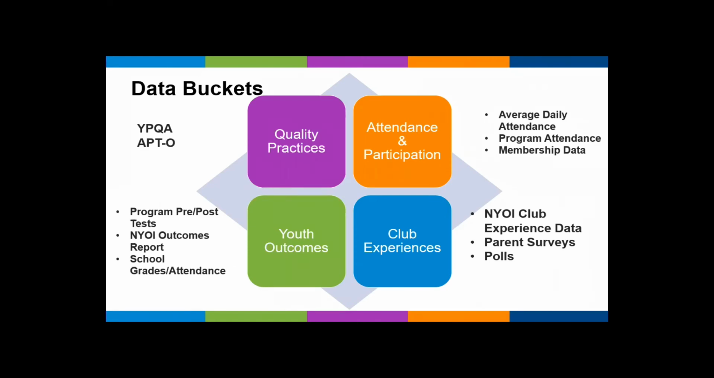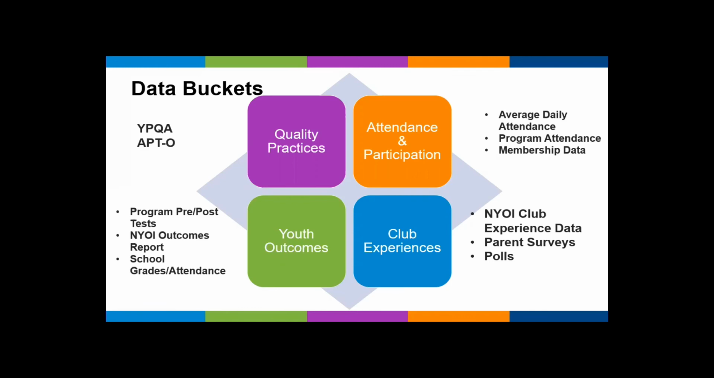Then we get some information on engagement, right? Like how often are kids coming to the club? What are they participating in? Who are we reaching? And we get that from our kid tracks, our My Club Hub, our Vision, our Comet, who's coming, how often.